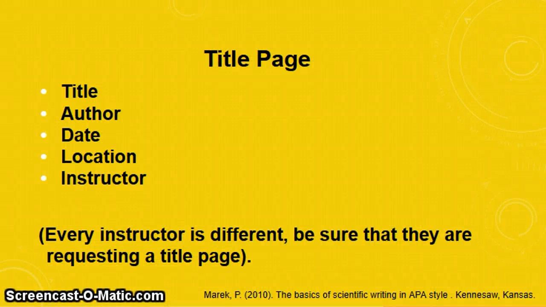Sometimes scientific writing uses a title page. This is something that is best to check with your instructor about because sometimes they won't require this. The title page should include the title of the paper or report, the author of the report, the date, the location, and the instructor that the report was created for.